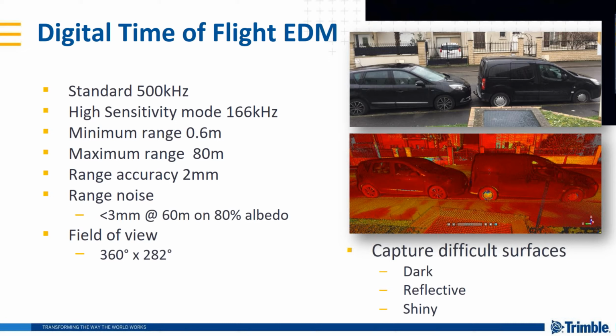the reflectiveness of the various things that you're hitting will change depending on both the distance and the material that you are actually scanning. As I say, minimum range about 0.5 meter, maximum range about 80 meter, and then we have range accuracy about 2 millimeter. Range noise is just slightly under 3 millimeter, but we're holding that range noise really quite well through that whole level.